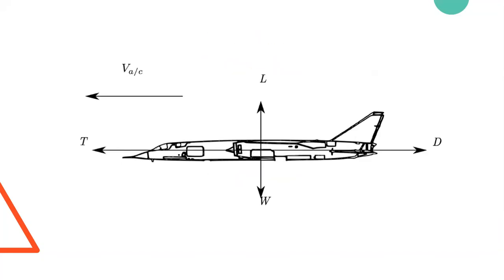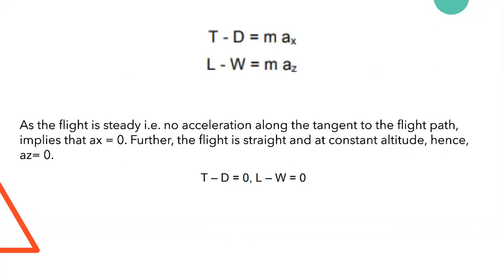Upon equating all of this, let us think that the aircraft is moving with an acceleration ax in the horizontal direction and az in the vertical direction. Then we find the force acting. T minus D is equal to m times ax, and L minus W is equal to m times az. Here az is the vertical acceleration and ax is the horizontal acceleration.